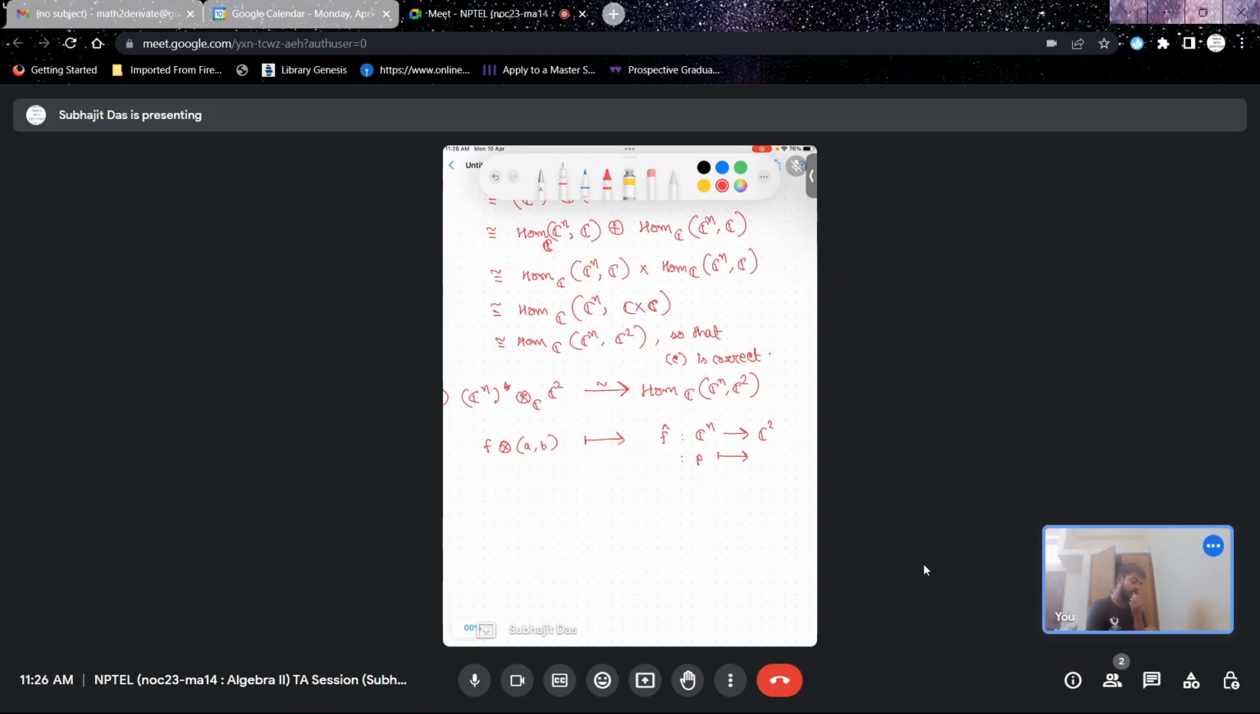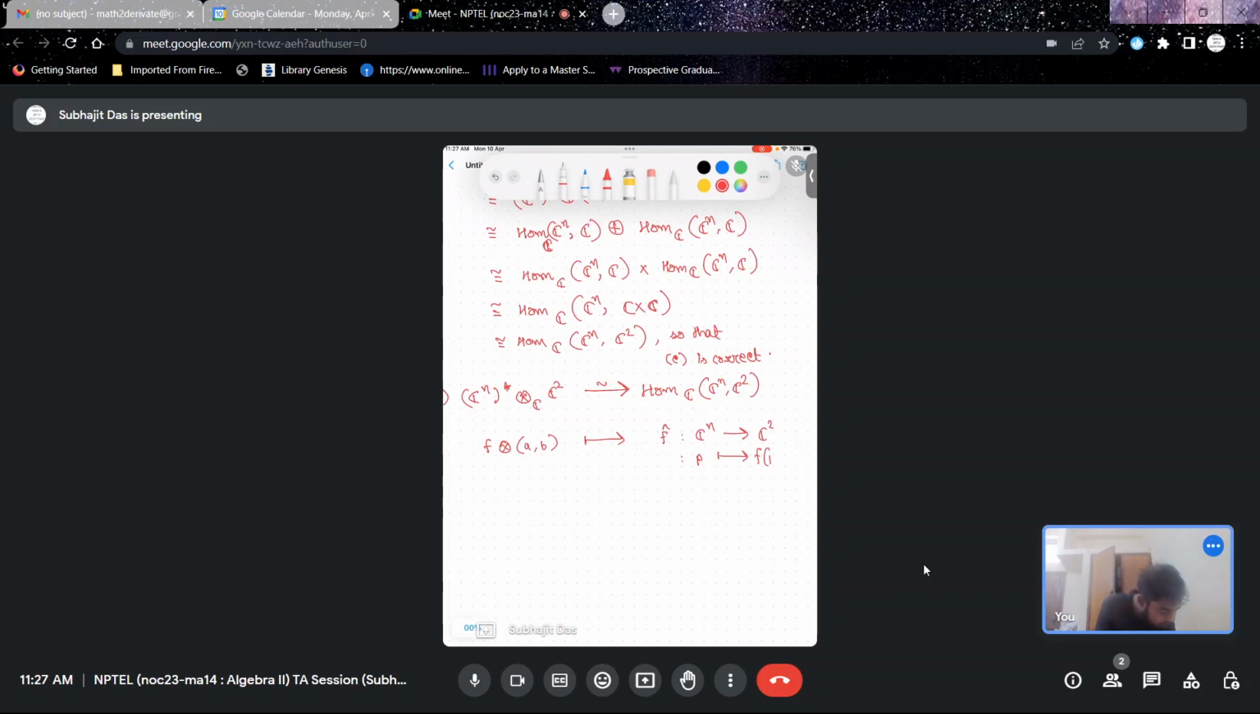Where should you map this to? Yeah, I guess this would be F of ABP. I guess this would work, right? No, I guess this would be... you need an element of C2, right?